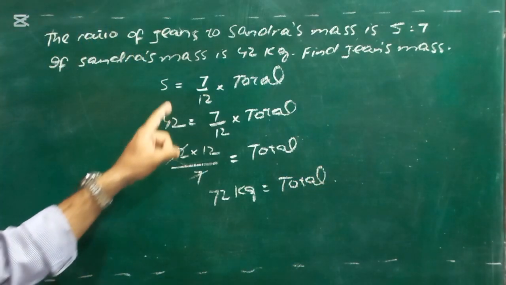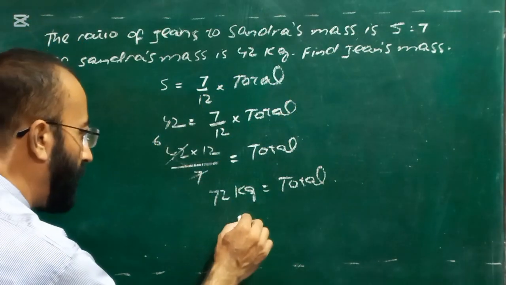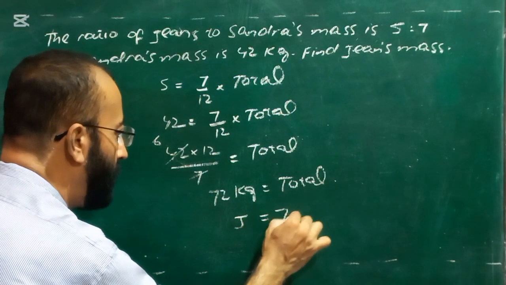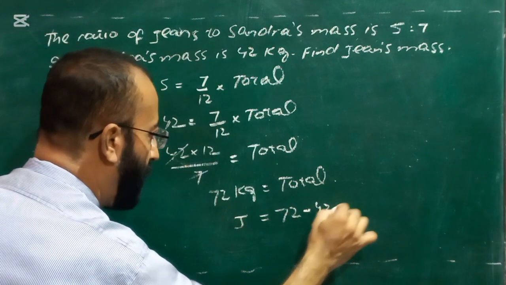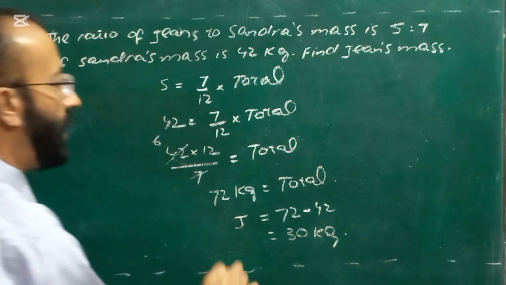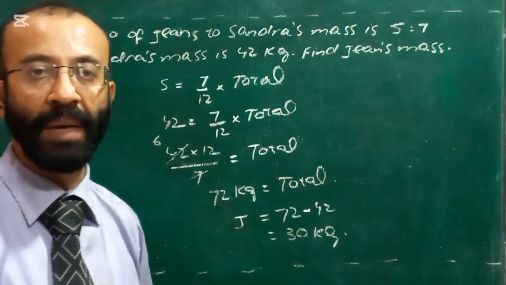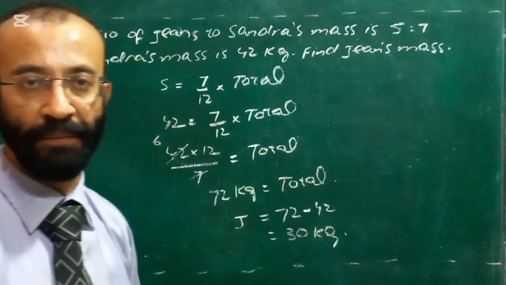Now look, if Sandra's mass is 42, find Jean's mass. So definitely Jean's mass will be equal to 72 minus 42, that will be equal to 30 kg. So this is the other method. It will be up to you which method you adopt. So this is the second method, and that was the first.